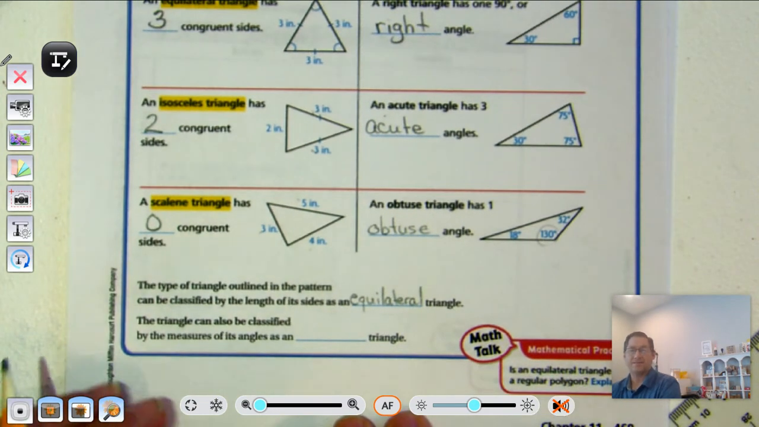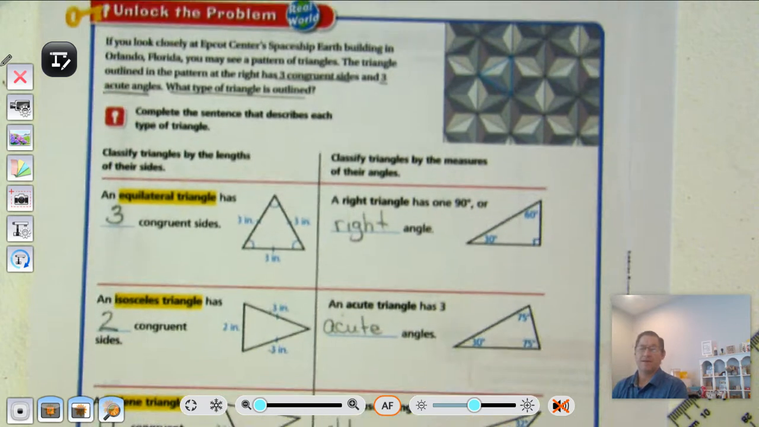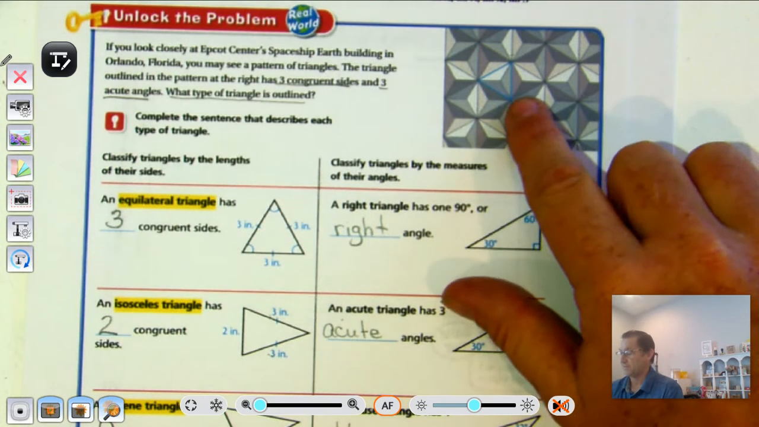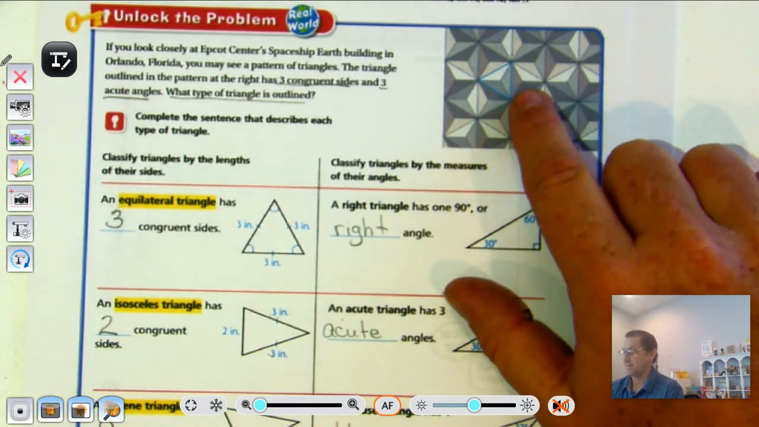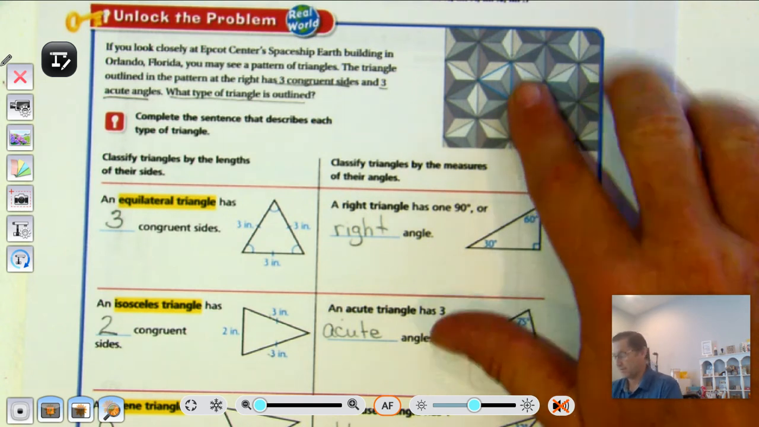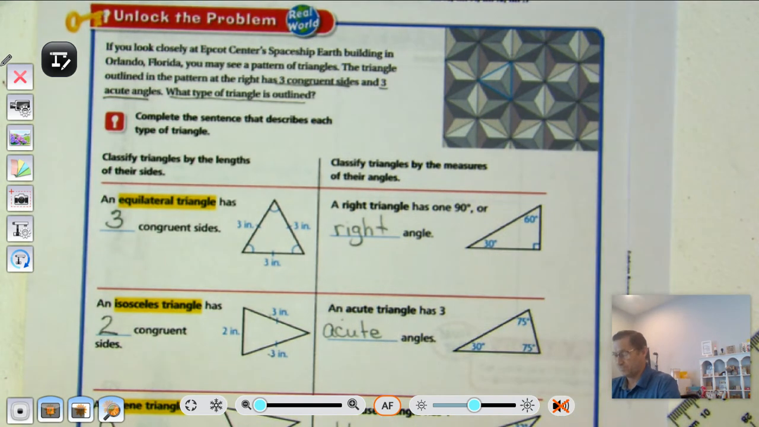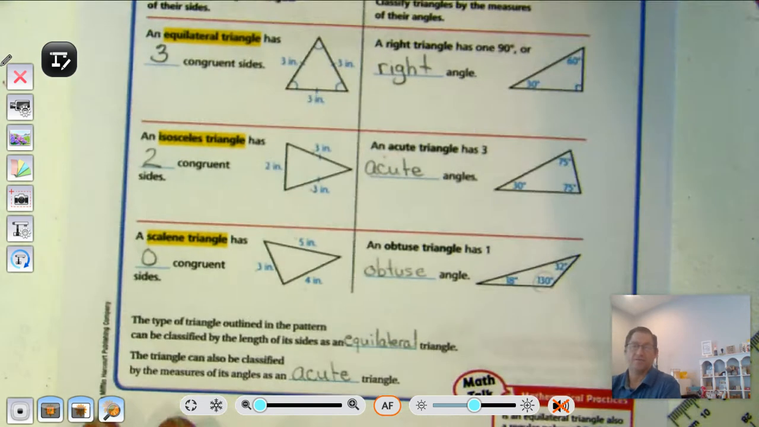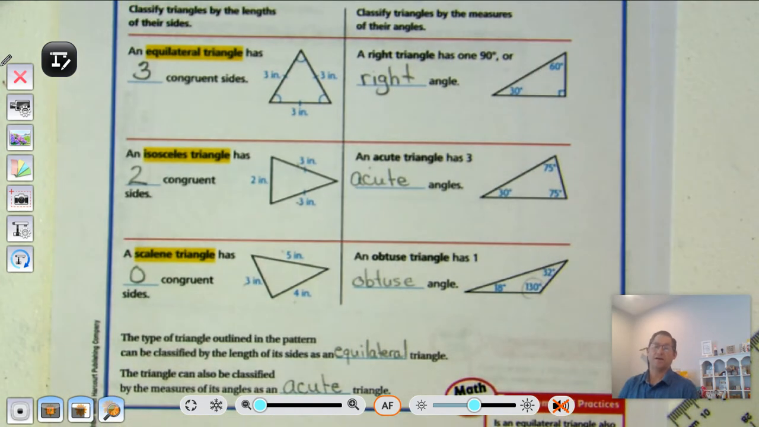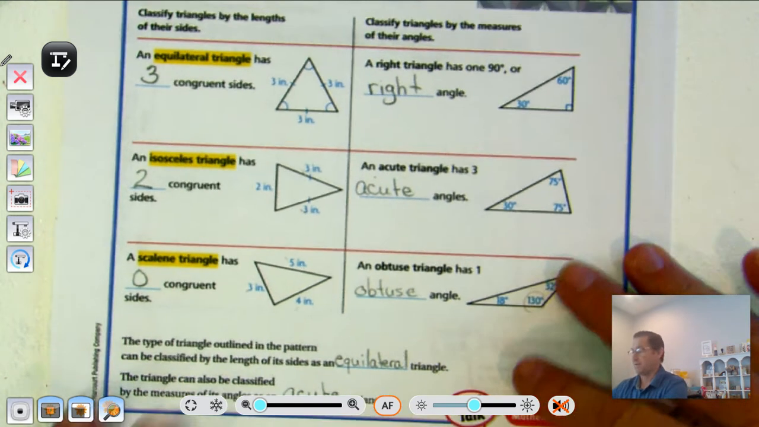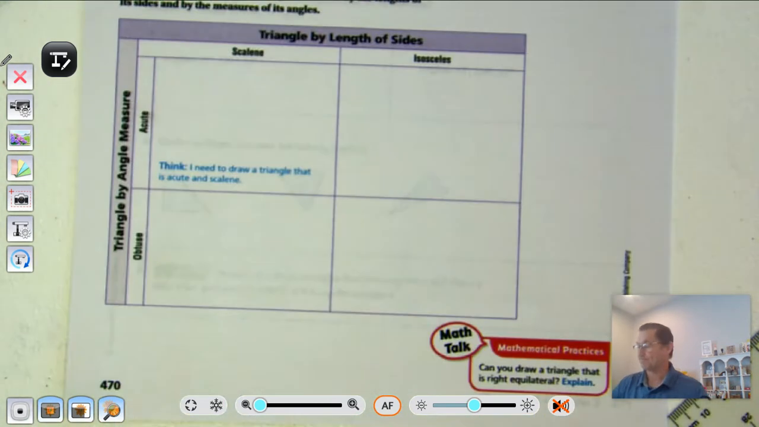And for the measurement based on its angles, I don't really need to use a protractor for this because I noticed that all the angles are less than 90 degrees. So that would be an acute triangle. So the triangle as outlined is an equilateral acute triangle. All right, let's go look at page 470.